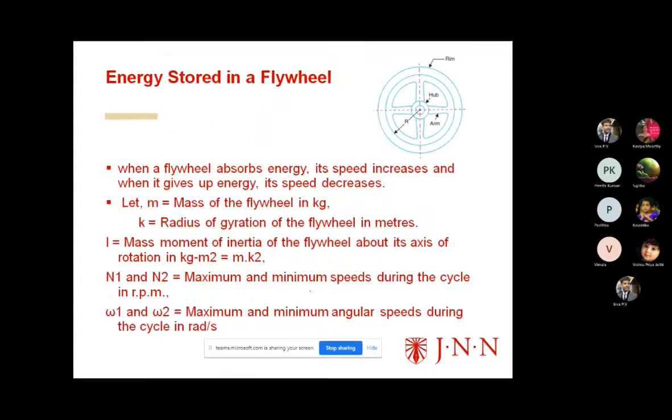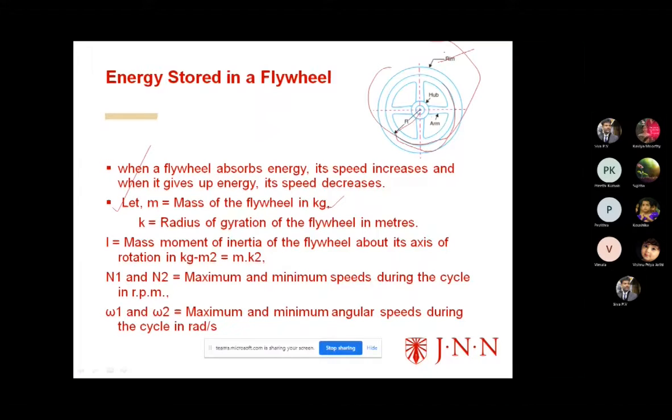So next one, energy stored in a flywheel. So this is a flywheel rim, the outer rim. It has a radius from the center up to the inner wheel. When a flywheel absorbs energy, its speed increases, and when it gives up energy, the speed decreases. The wheel is rotating, so when fuel is supplied it absorbs the energy and the speed increases. When there is no load or no fuel, meaning no supply of energy, it releases energy and the speed reduces. So let m equal the mass of the flywheel in kilograms.